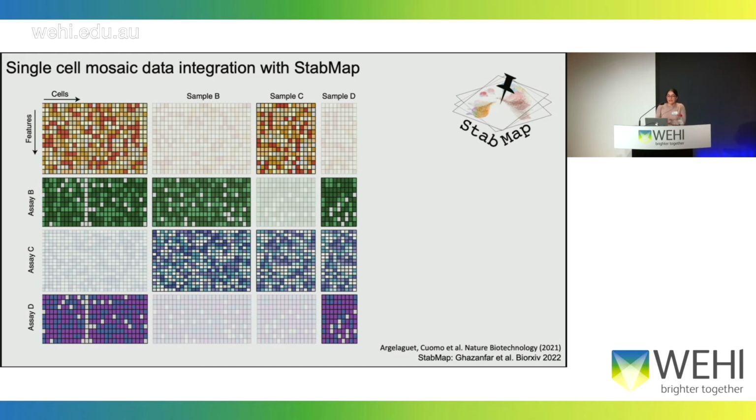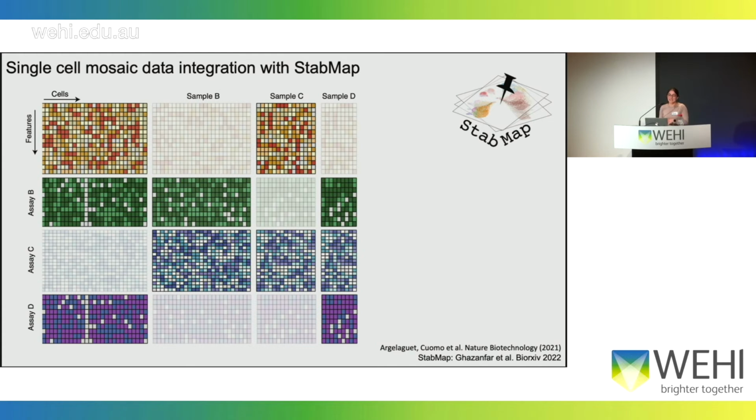Now, when I performed the integration of the single-cell RNA-seq with the seqfish data, what I did was restrict down to only the overlapping genes. Wouldn't it be nice if I didn't have to do that? And so that's where the idea behind StabMap was born.